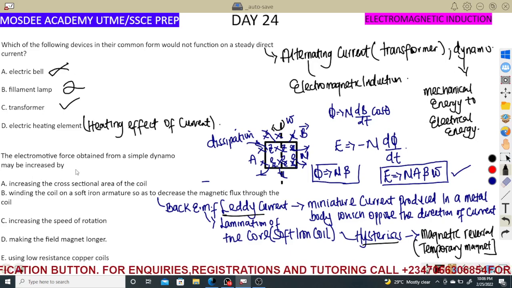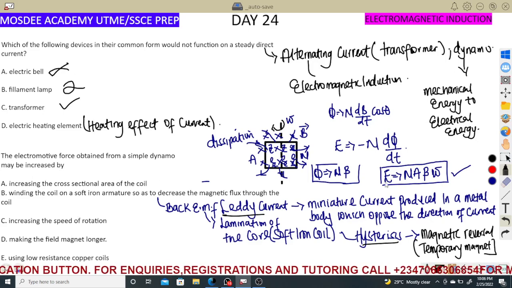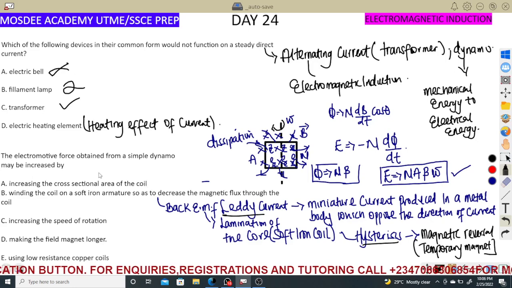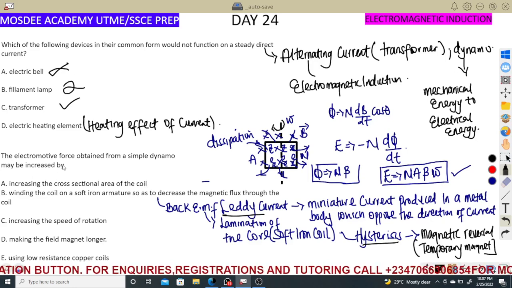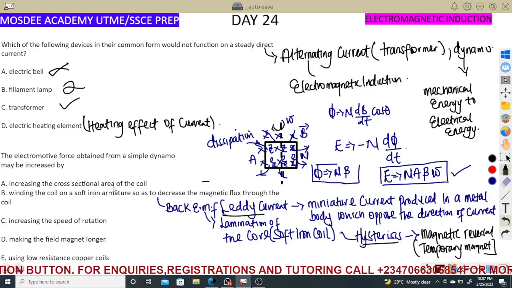But before that, we have to put the answer to this. Winding the coil on a soft iron core is also a way of producing high electromotive force, which is also correct. So we are looking at which electromotive force obtained from a single coil may be increased by dash. Now, increasing the cross-sectional area of the coil.